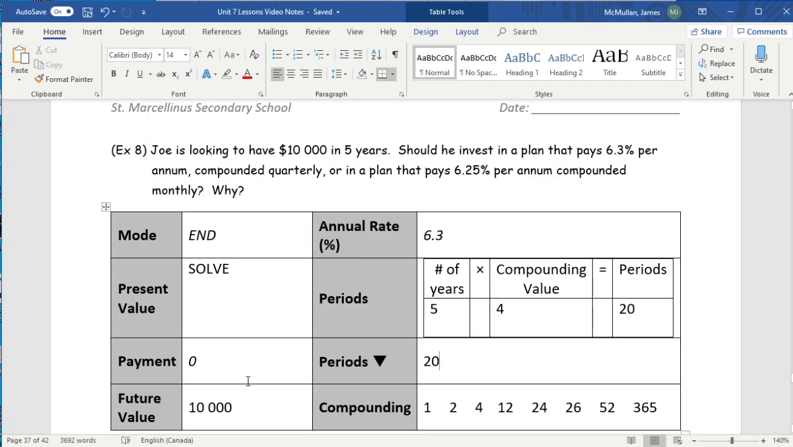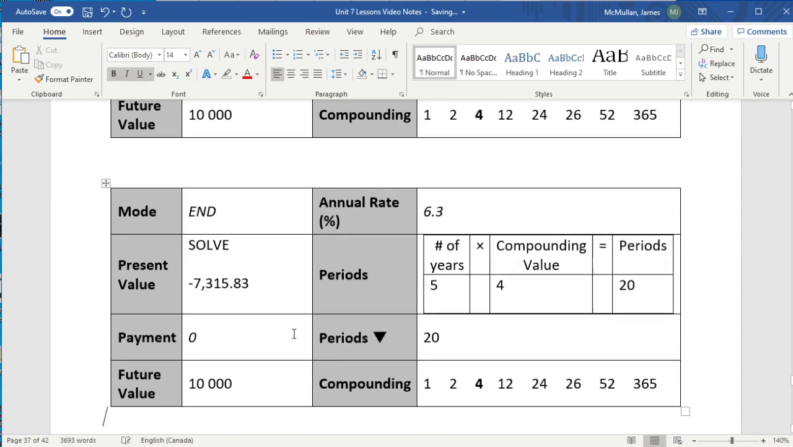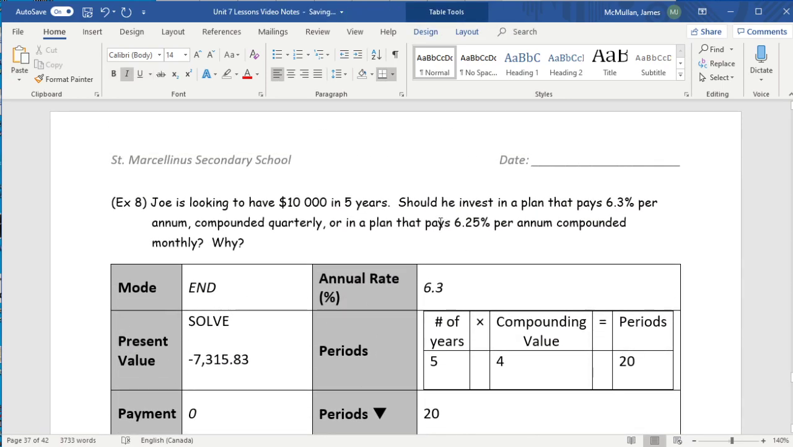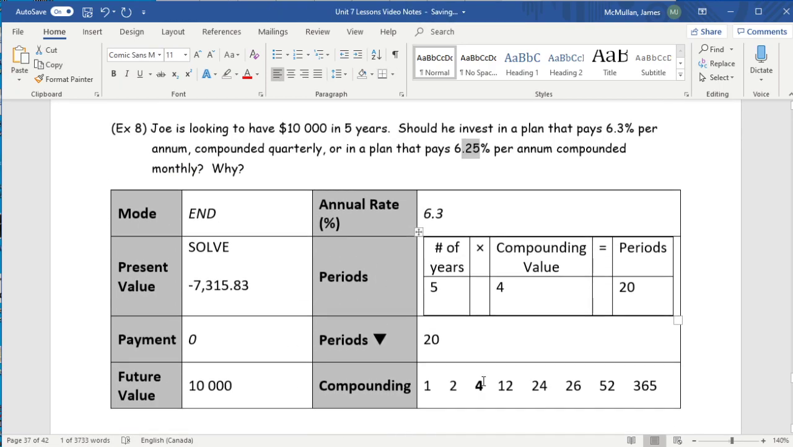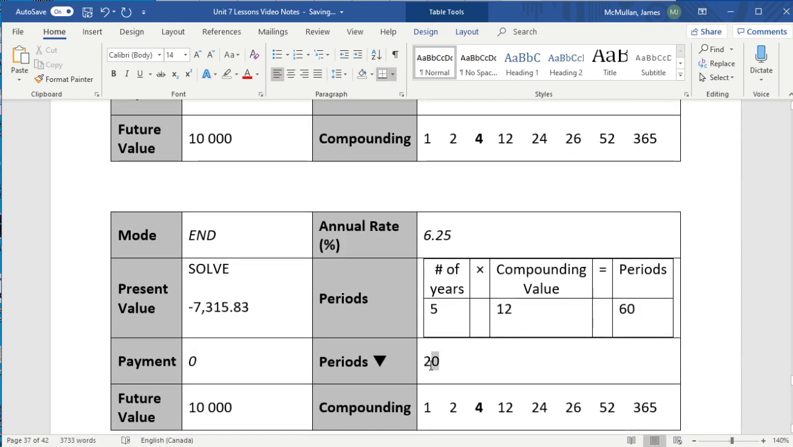So he would need $7,315.83 in order to get his $10,000 that way. Now the other way is he lowers the interest rate a little bit to 6.25, but it's compounded monthly this time. So it's 5 years, but this time it's compounded 12 times per year, so it compounds a total of 60 times. And instead of bolding the 4, I'll bold the 12.